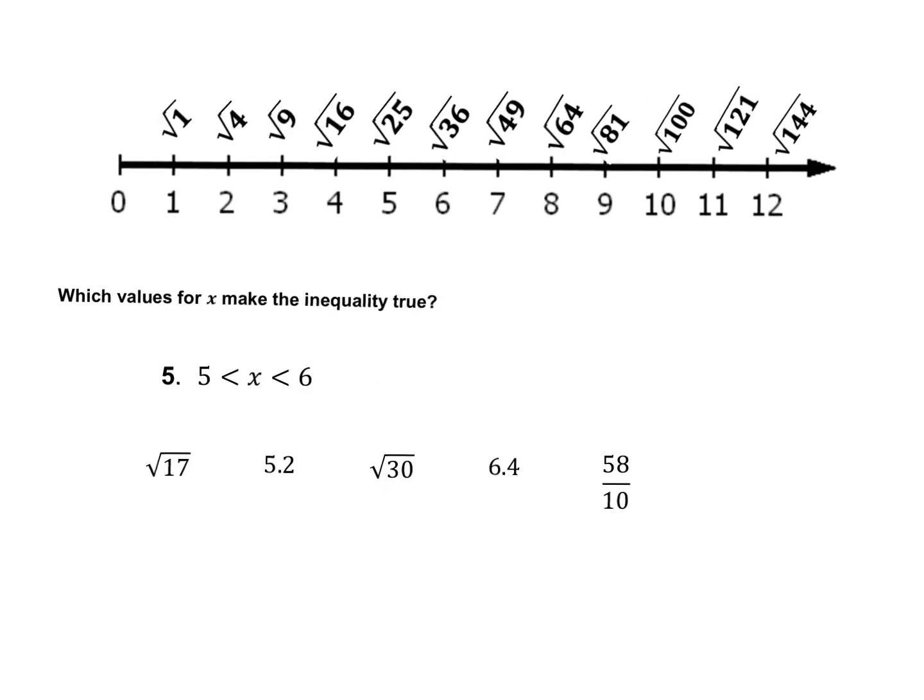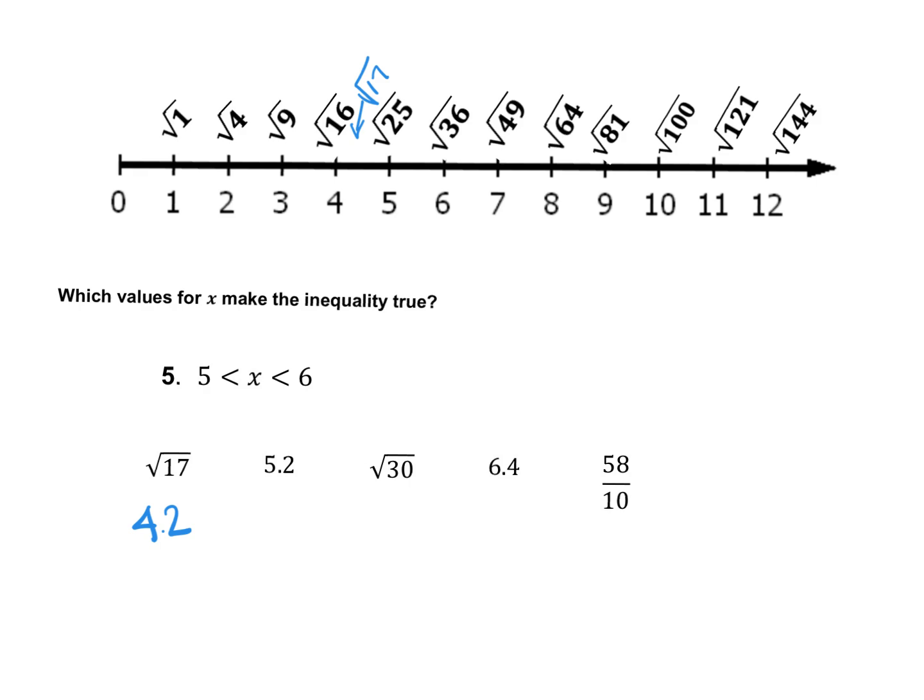All right, so our last examples here, it says which values for x make the inequality true. So remember, when you've got that x sandwich in the middle there, you're looking for what number is between the 5 and the 6. So let's take a look at the square root of 17, which we would find between 4 and 5, the square root of 16 and the square root of 25. So the square root of 17 is really close to the 16. Let's just say about 4.2. All right, 5.2 I think is fine.